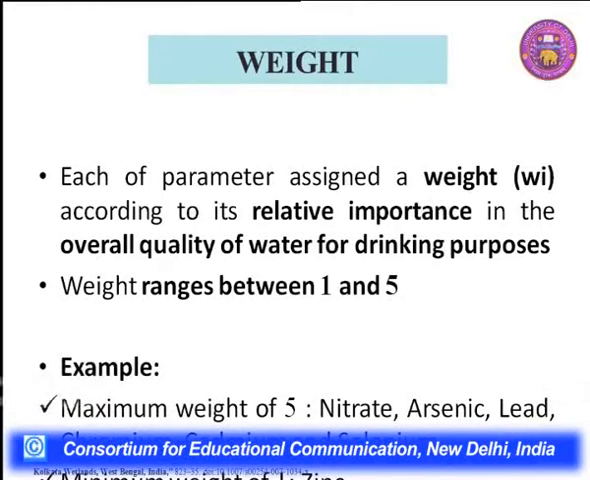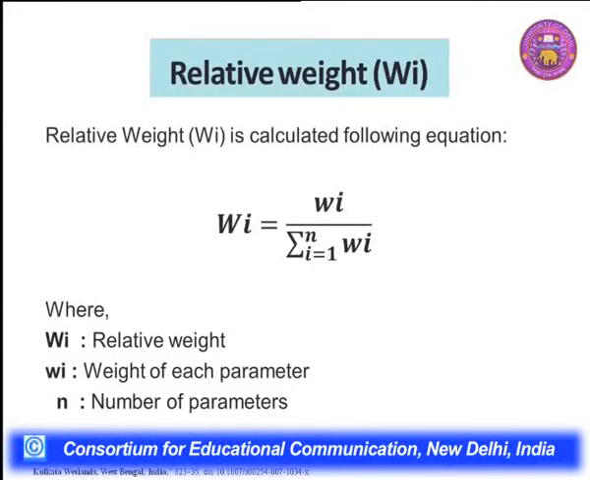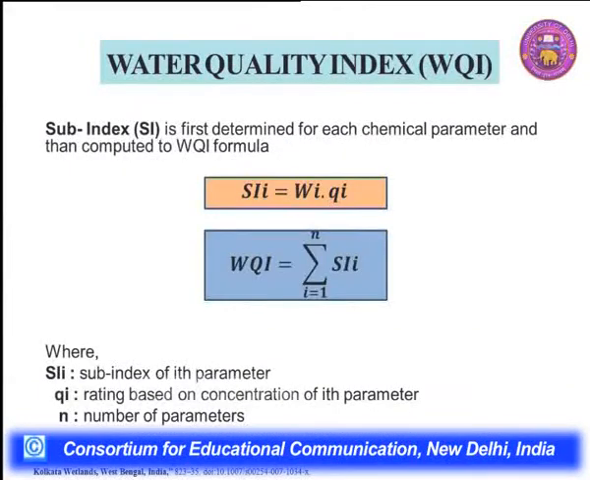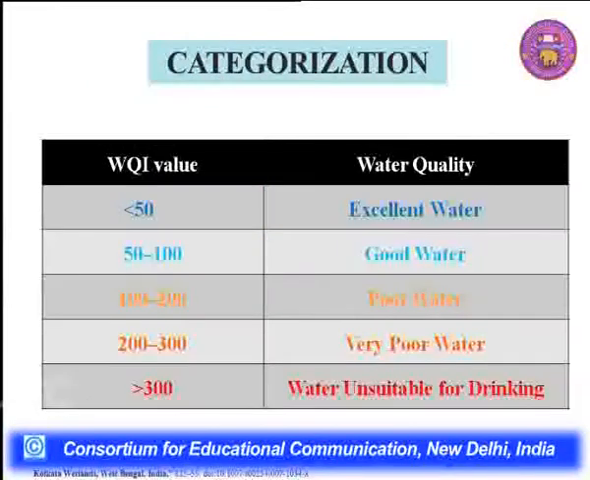What is weight? Weight is according to the relative importance of the parameter for the overall quality of drinking water. Each parameter has an importance within the water quality, and that varies between 1 and 5. Then the relative weight is calculated based on these parameter values. Then we have the quality rating scale, QI, comparing the quality of water with the water standard. Then we have the sub-index, which is calculated based on the QI value, and based on its overall values we can calculate the categorization of the water.